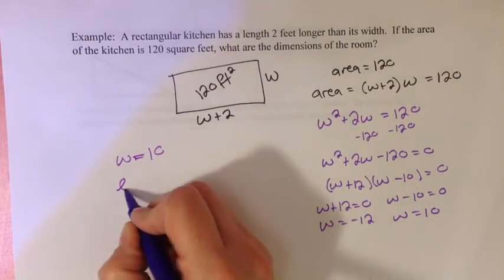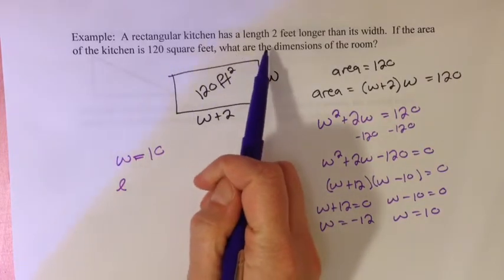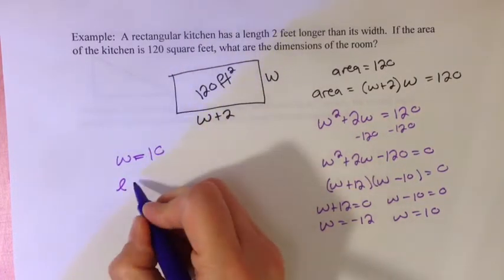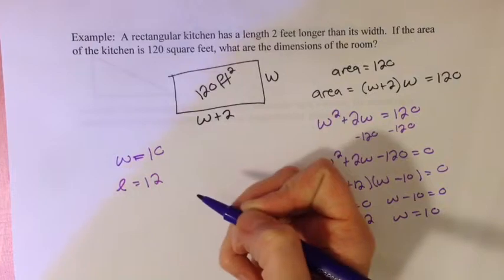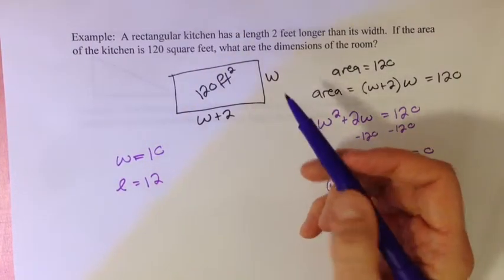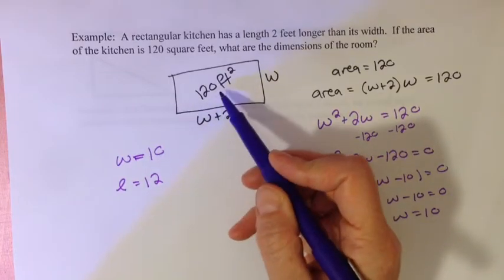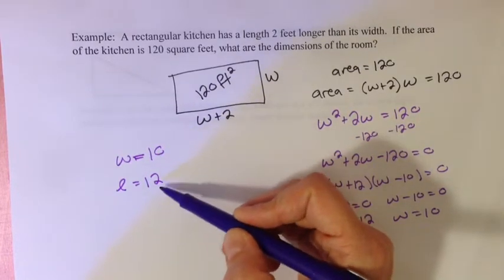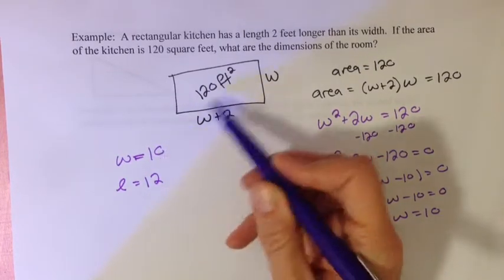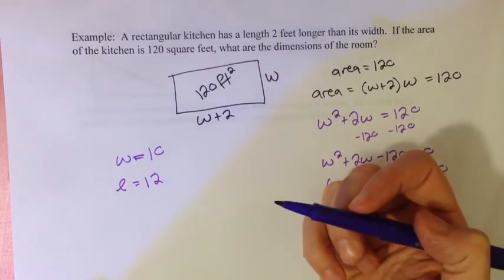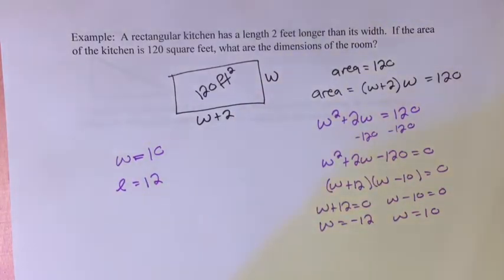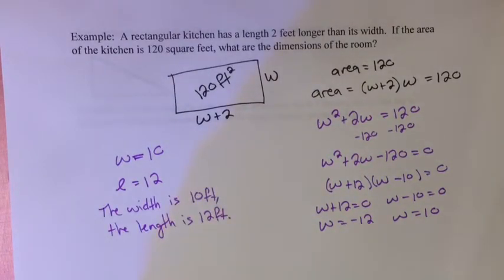What does that make the length? We knew that the length was supposed to be 2 feet longer than the width, so the length will be 12. And sure enough, if the width is 10 and the length is 12, then the area does end up being 120, since 12 times 10 is 120 square feet. So I'm confident now that my answer makes sense. I'll go ahead and write it down as a complete sentence: the width of the kitchen is 10 feet and the length of the kitchen is 12 feet.